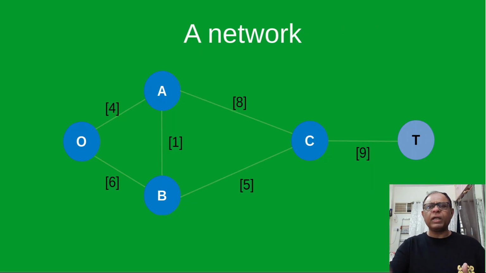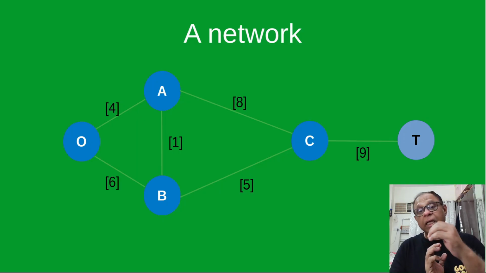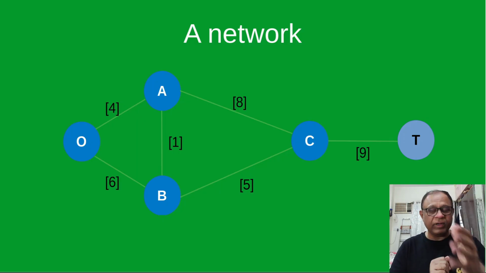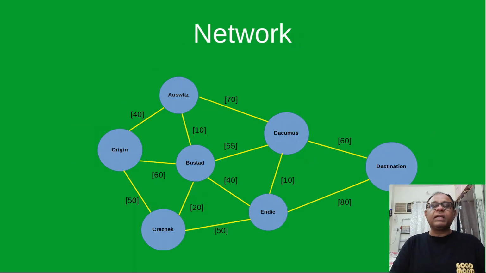Now this network might look very simple and finding the shortest path from O to T is fairly rudimentary. I know all of you would be able to solve it. But we will take this as an example in Excel and try to solve it so that we can at least get the algorithm conveyed to you in a very effective way. Where does this help? Let's take up this network.